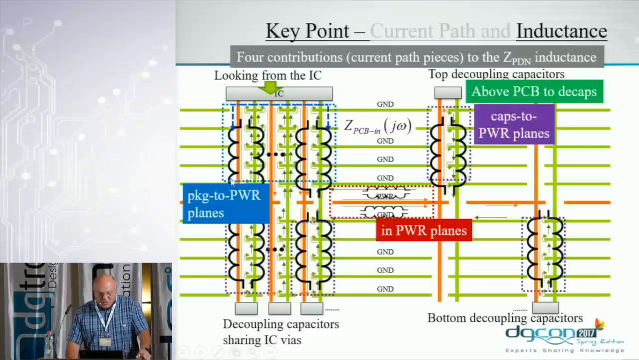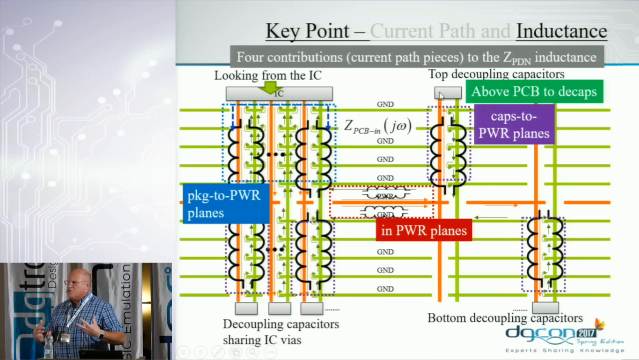So there's the piece of getting from the IC package down to the power net area fill, across the power net area fill, and then up to the decoupling capacitors, wherever the decoupling capacitors might be. And then there's the piece I'm just going to call above the board. That's the interconnect on the board that actually connects to the decoupling capacitors.